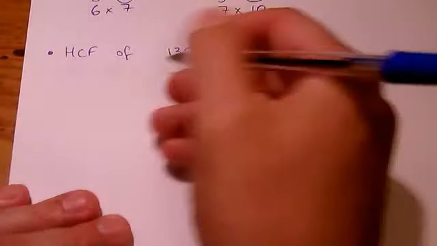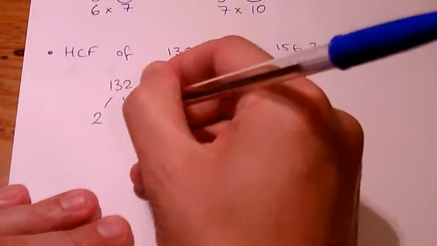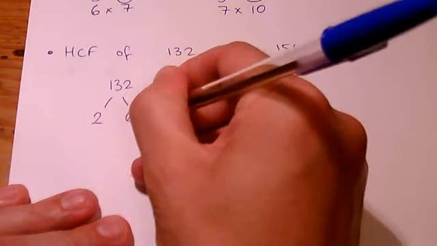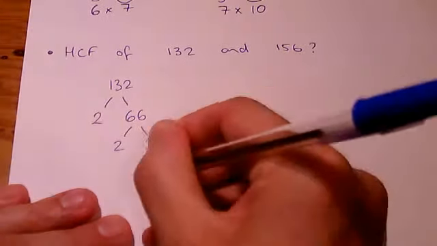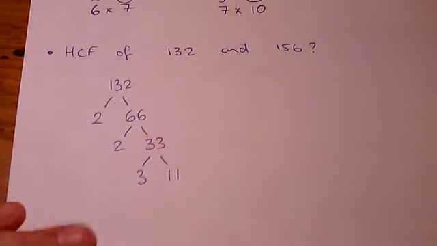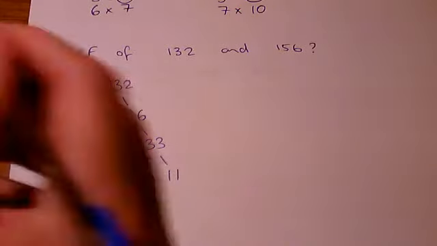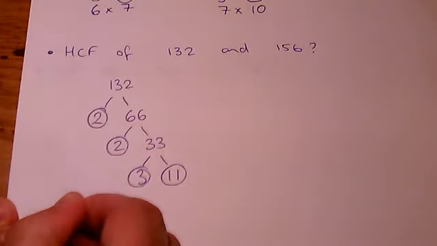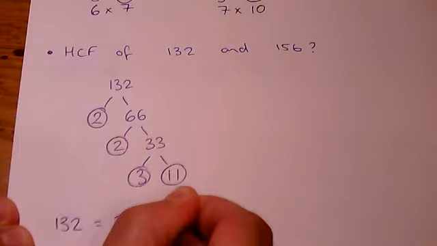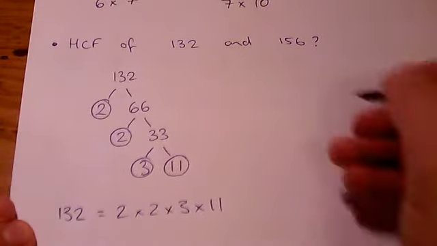Let's go ahead and do a factor tree for 132. That's 2 times 66, and that is 2 times 33, and that is 3 times 11. Let's just check that, 66 doubled is 132, isn't it? Yes. So this is my factor tree, and I can write 132 as a product of prime factors, just like that. Let's do the same for 156.